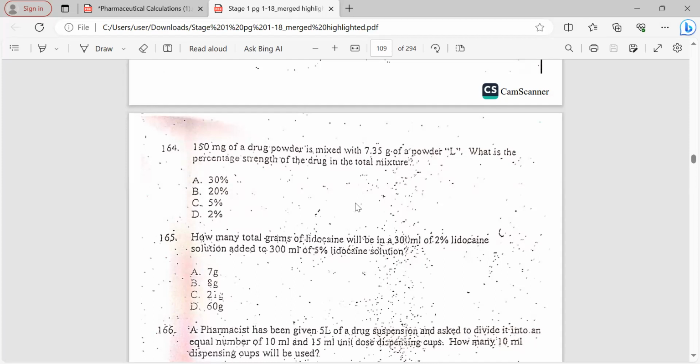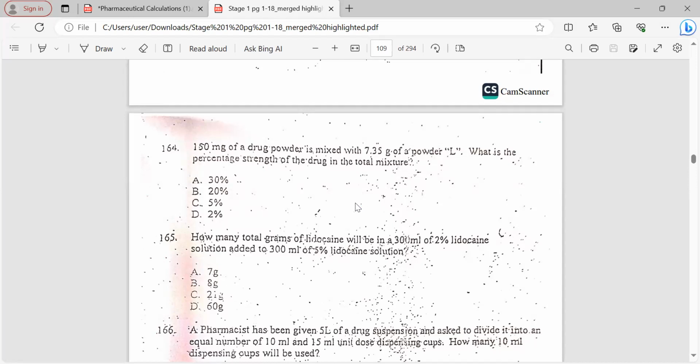So for percentage strength, we want to know how much will be in 100 grams of powder. Ni 2%. Yeah, 2%. Umesema ati mbona si tungefanya tu 0.15 divide by 7.5 times 100.